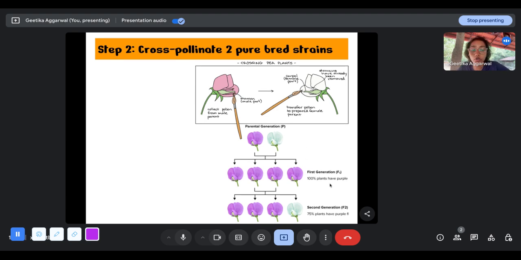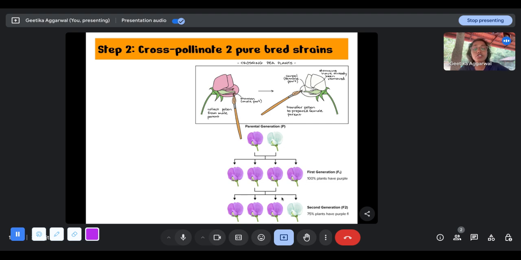Then, with the first filial generation, he selfed them. In these purple flowers, he prevented cross pollination by covering a bud with a polythene bag, so that it does not get any external pollen and selfing could happen. If the pollen goes from the same flower's anthers to the same flower's stigma, then there is self pollination. By self pollination, you get the second filial generation.